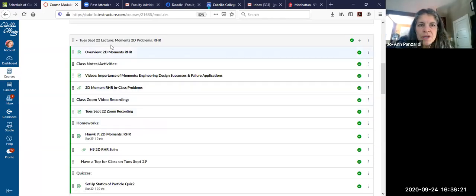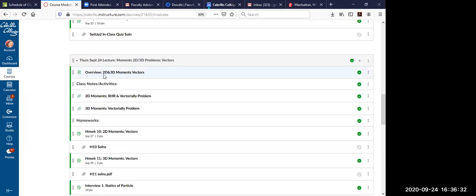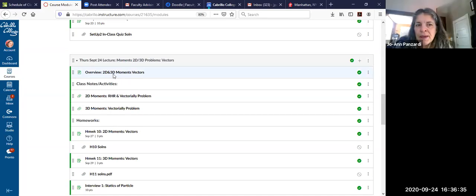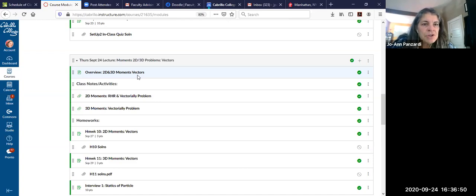So Tuesday's lecture, we did a few 2D problems finding moments about a point in 2D space using the right-hand rule. And today we're going to solve for moments in 2D and 3D space vectorially. But we're going to start out the class with a 2D problem, and we're going to do it using the right-hand rule first, because the right-hand rule is a little tougher. So we're going to do a 2D problem using the right-hand rule, and then do the same problem using vectors. And then we're going to move into a 3D problem using vectors only.